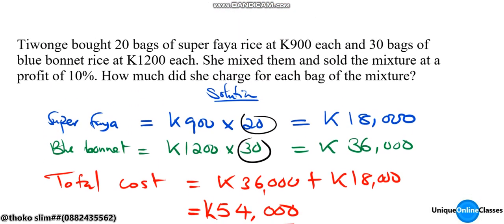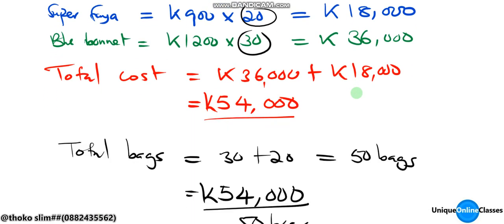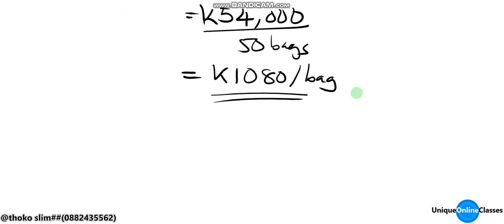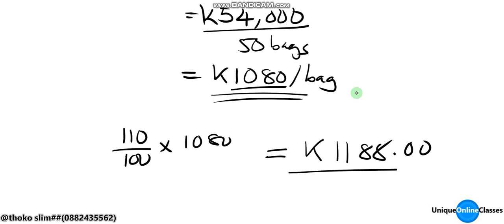But according to the question, they have said the mixture has a profit of 10%. So we need to find 10% of this, or in short, just do 110 over 100 times this one, which is 1080. So if you multiply 110 and 1080 divided by 100, the answer is 1188 kwacha. So that's the cost of the mixture with its 10% profit.